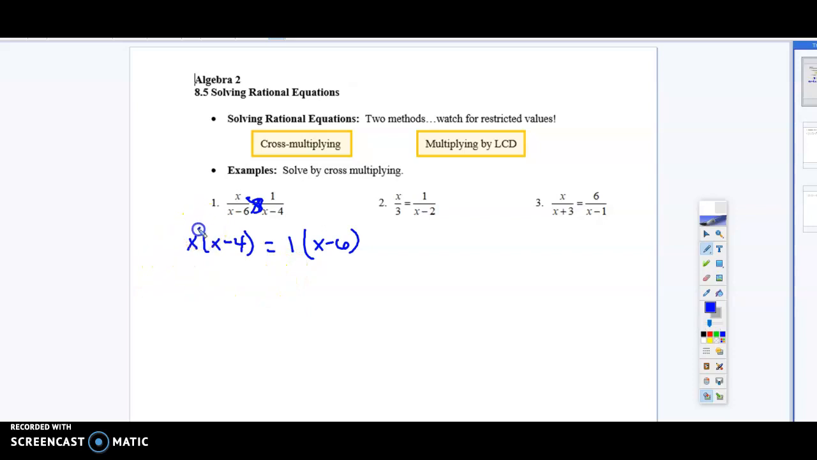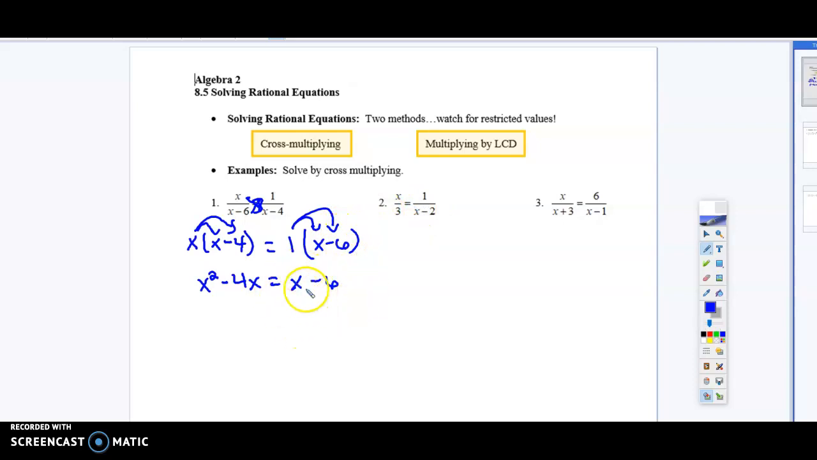So when you do that, you're going to get x times x. That's going to give me x squared. X times negative 4. That's going to give me negative 4x. Over here, I'm going to have 1 times x. That's going to give me x. 1 times negative 6. That's going to give me negative 6.